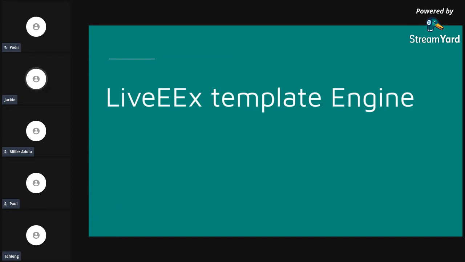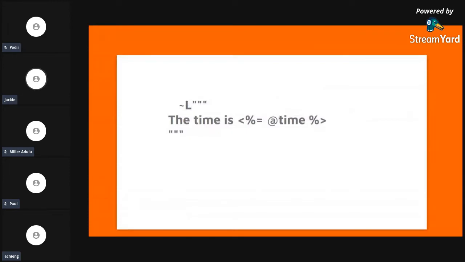The LiveEEx template engine was something the creator of Elixir came up with. In his mind, he wanted to create something which looks similar to the existing Phoenix templates and also attains the goals that he wanted. So he wanted to be able to do the initial rendering of a template and also to track differences in the content of an HTML page.